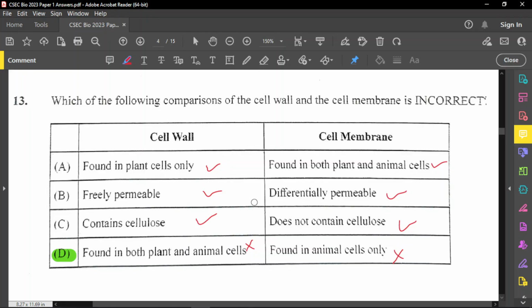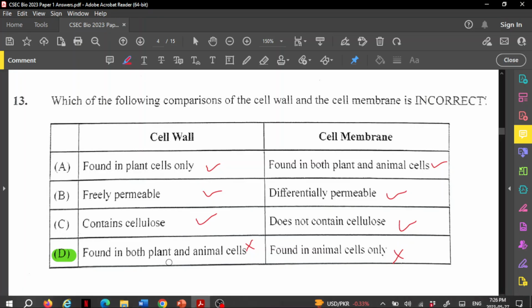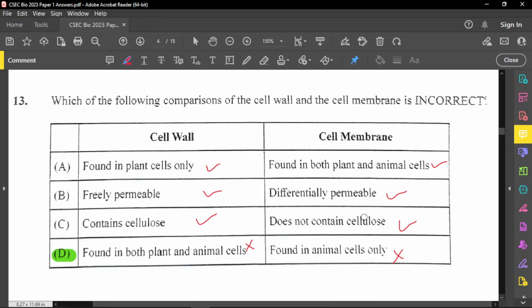But looking for the incorrect statement here, that cell wall is found in both plants and animals is not true. And cell membrane found in animal cells only is not true, because cell membrane is found in all cells, right? But option D is correct in terms of what they're saying. So it's a nice question though, and option D is the correct one based on the things that they have.